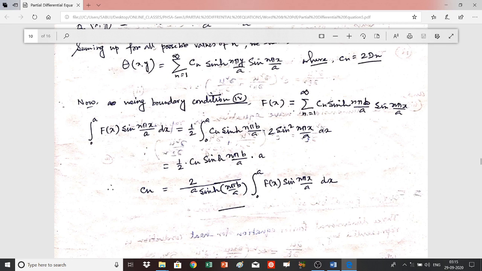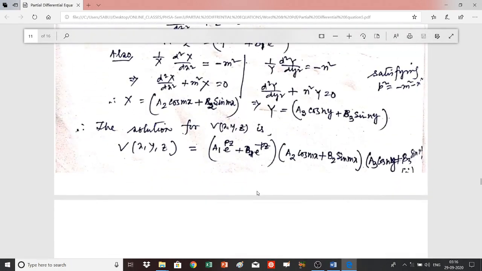And if you integrate, this term can be written as 1 minus cos 2 n pi x by a, and for the cos term, if you integrate it, that will give you a sin term, which gives you 0. So only the integration of dx from 0 to a will give you the result a. Along with this, there is a here, and from here Cn can be calculated as 2 by a sin hyperbolic n pi b by a times the integral from 0 to a of fx sin n pi x by a dx. So here Cn is also calculated.